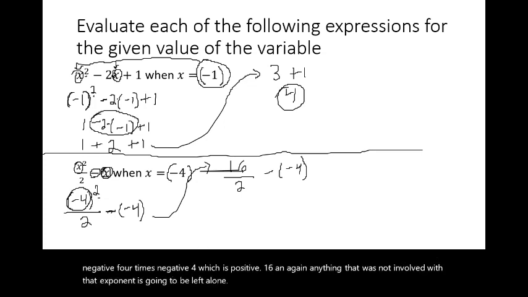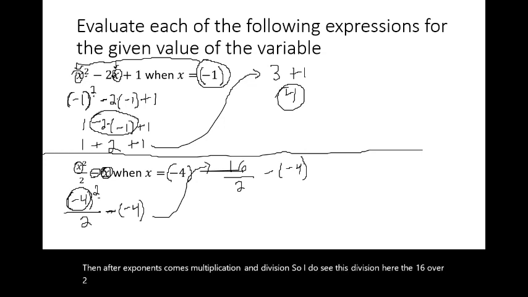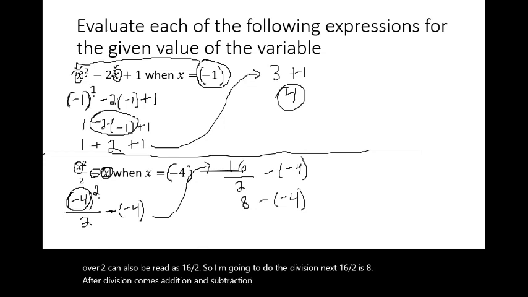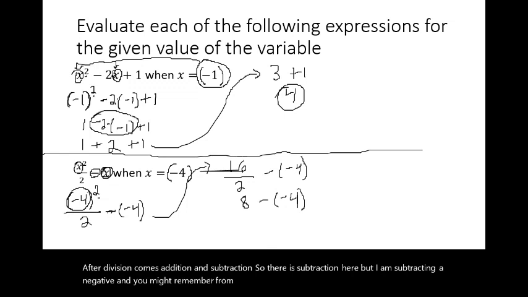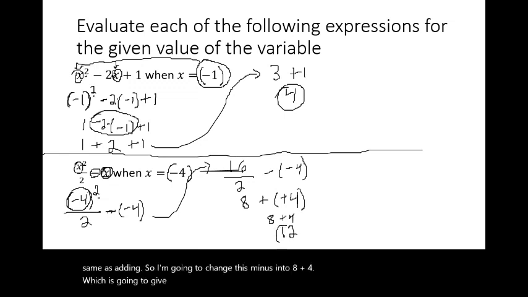Then, after exponents comes multiplication and division. So I do see this division here, the 16 over 2 can also be read as 16 divided by 2. So I'm going to do the division next. 16 divided by 2 is 8. After division comes addition and subtraction, so there is subtraction here, but I am subtracting a negative. And you might remember from a couple videos ago that subtracting a negative is the same as adding. So I'm going to change this minus minus into 8 plus 4, which is going to give me a final answer of 12.